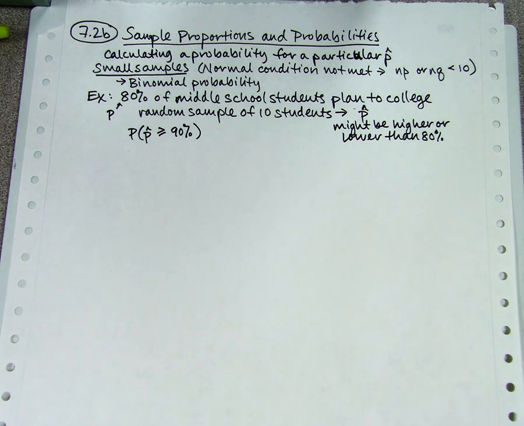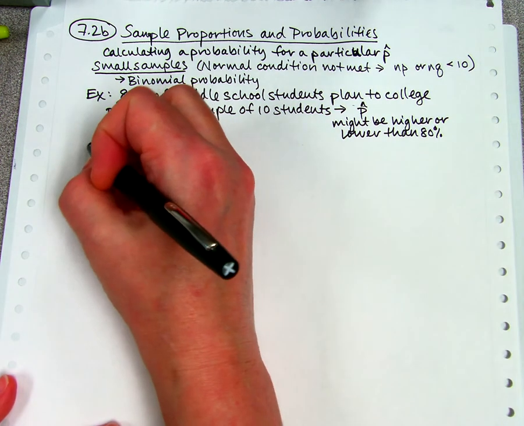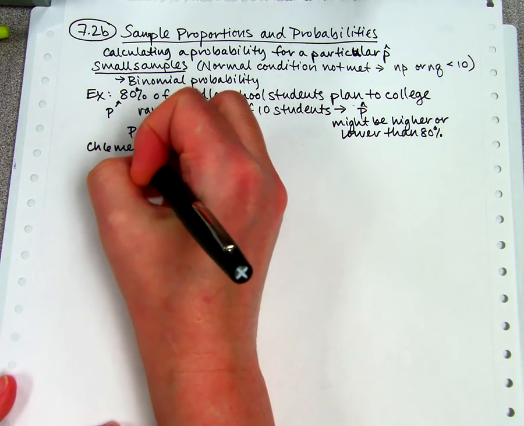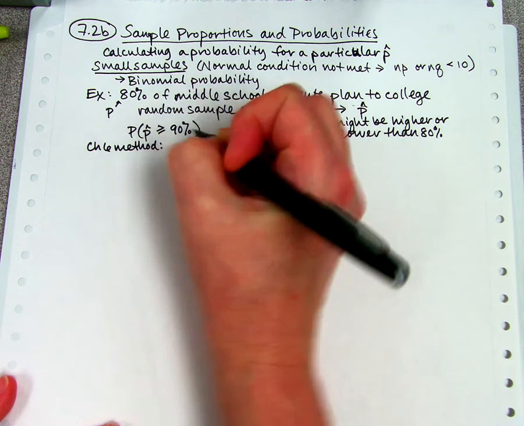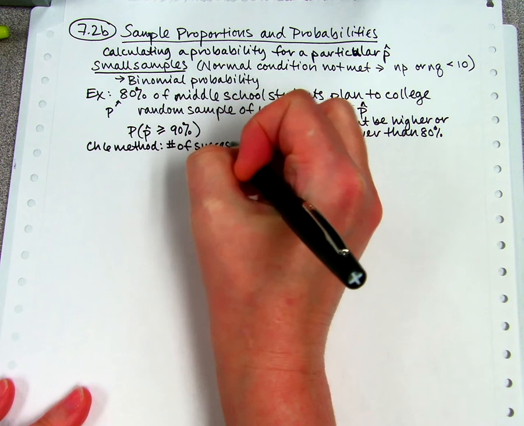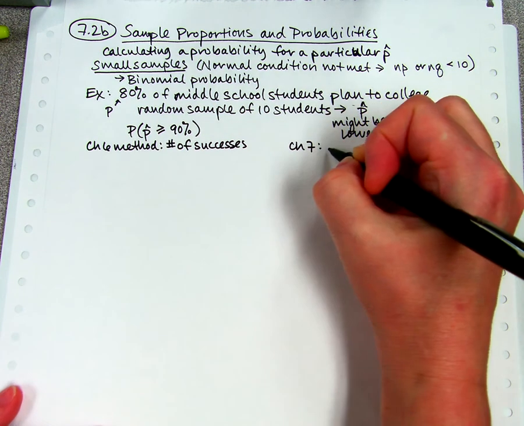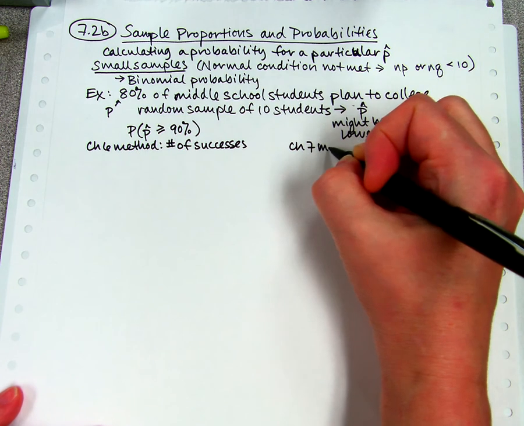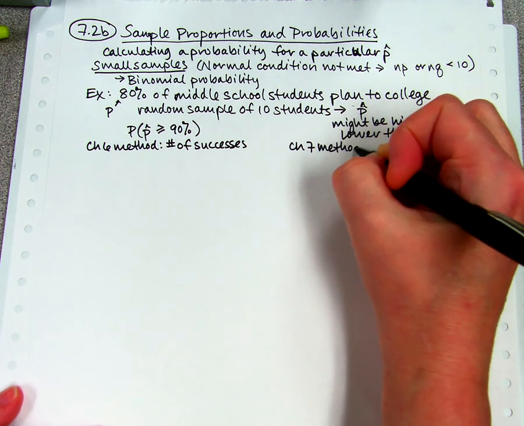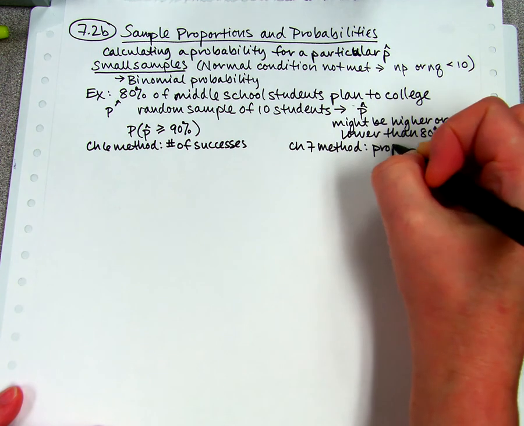There are 2 ways to do this. One way is to think about the total. So the chapter 6 method is looking at the number of successes. Chapter 7 method is looking at the proportion of successes. And I'm going to do both because I want you to see that they come out the same. Proportion of successes.